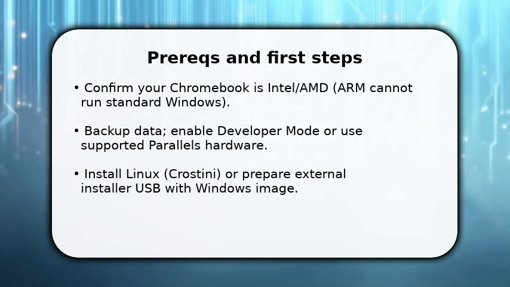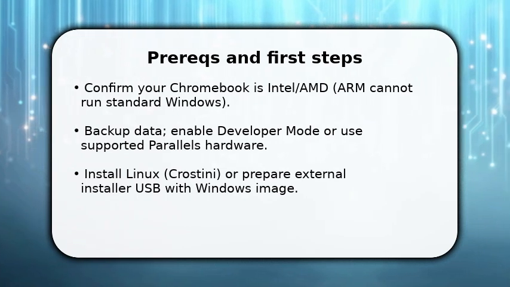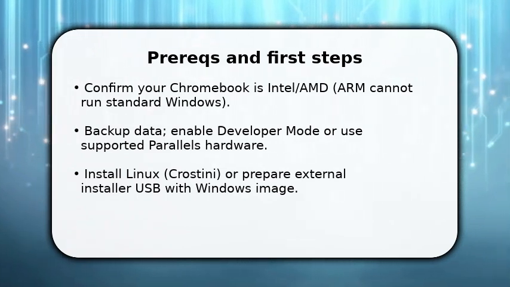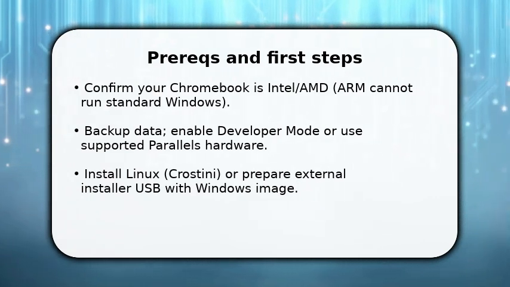Make sure you have a valid Windows license and an 8+ GB USB installer ready. While you set these items, understand this step defines whether you use virtualization or overwrite Chrome OS firmware.